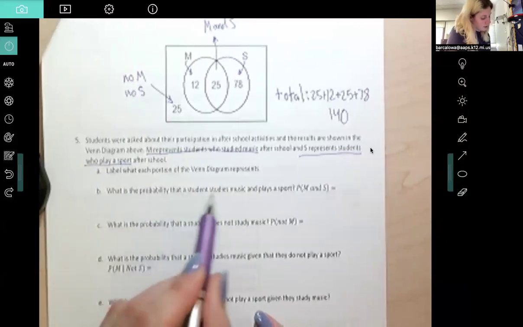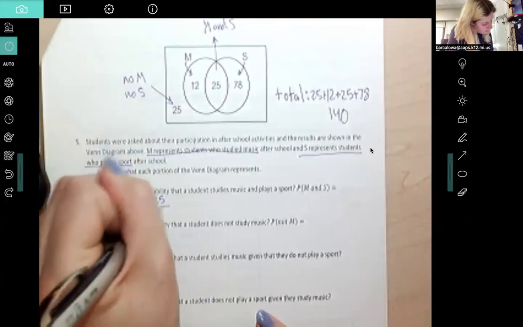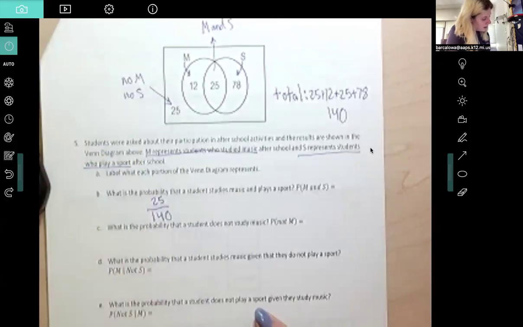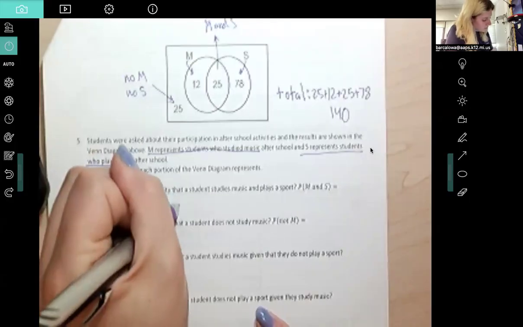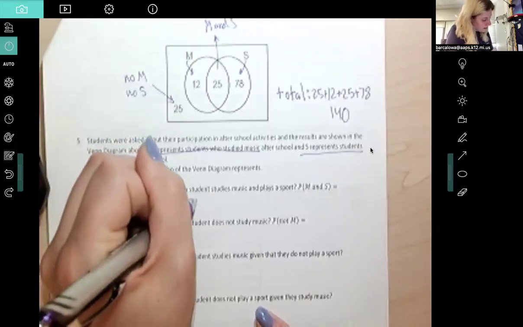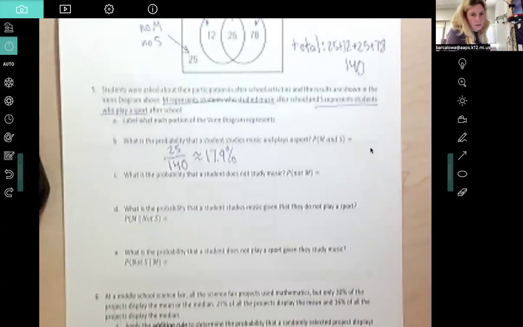Okay. What is the probability a student studies music and plays a sport? It's 25 out of 140. And let's get that as a percent, okay? So that's about 17.9%.